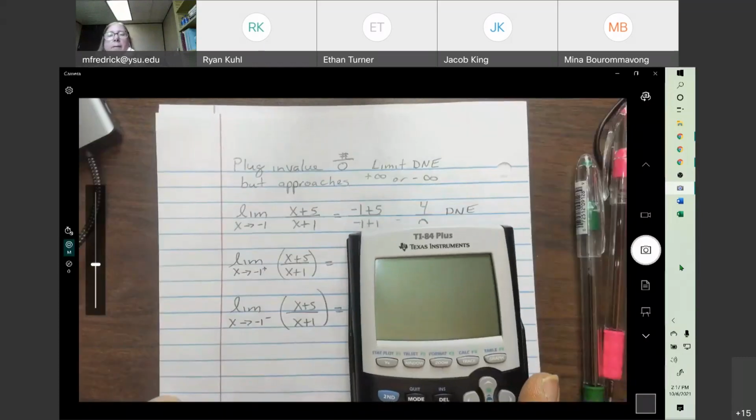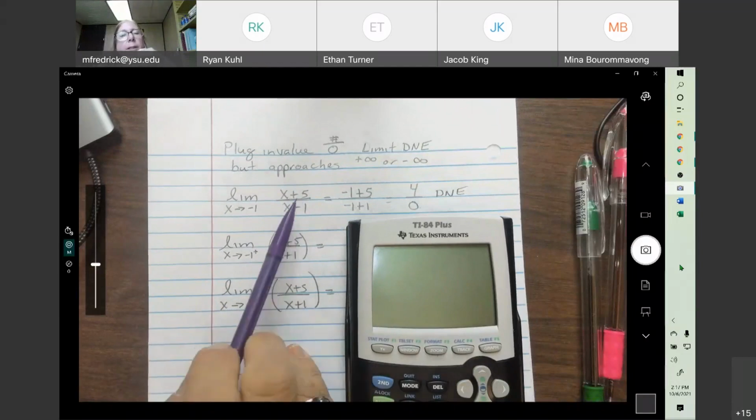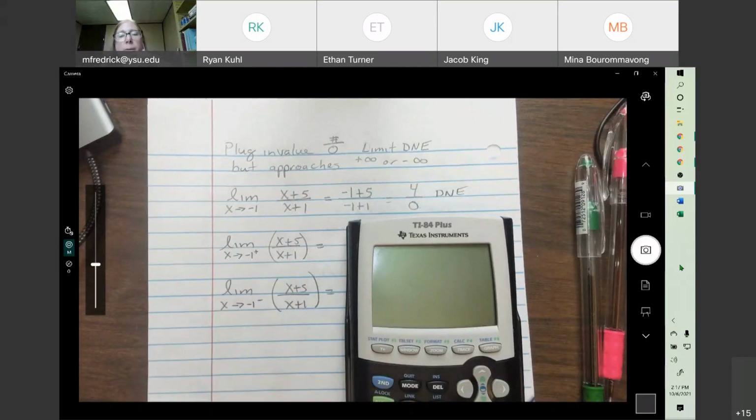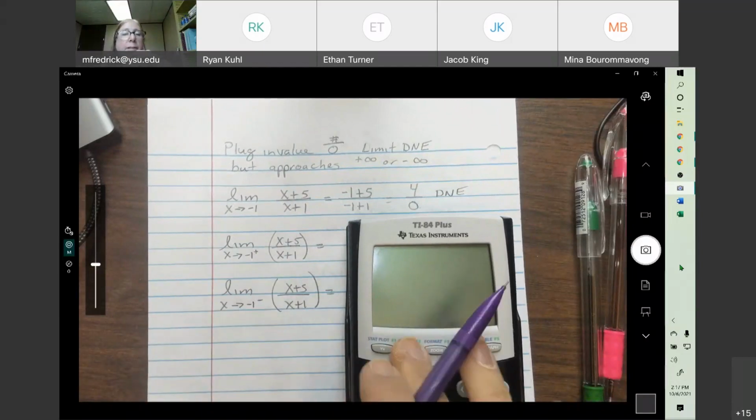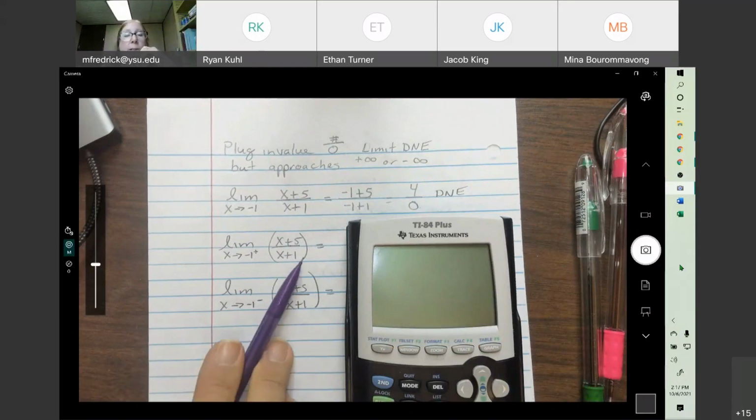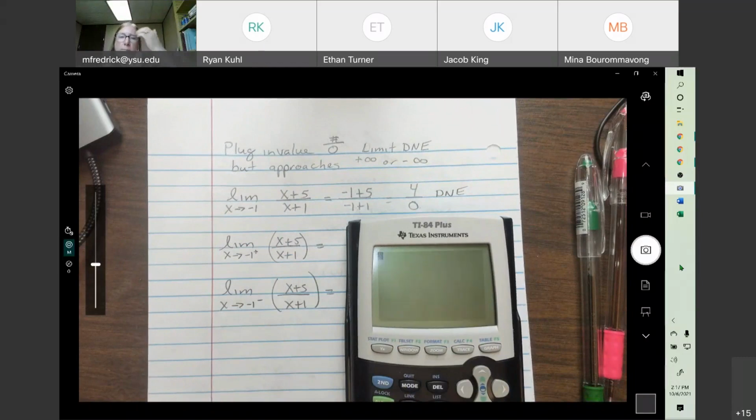So if we look at the graph, now we know we're using -1. So first we're going to pick a window. Now if you want to do this on Desmos, you can. Just plug in this graph. Or you can use your TI-84.